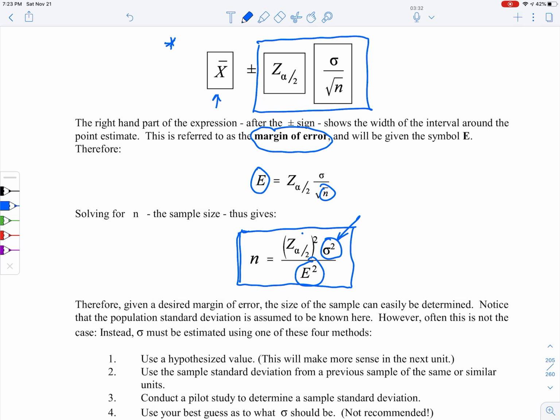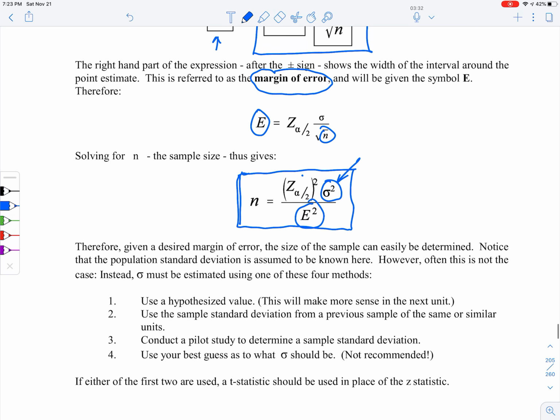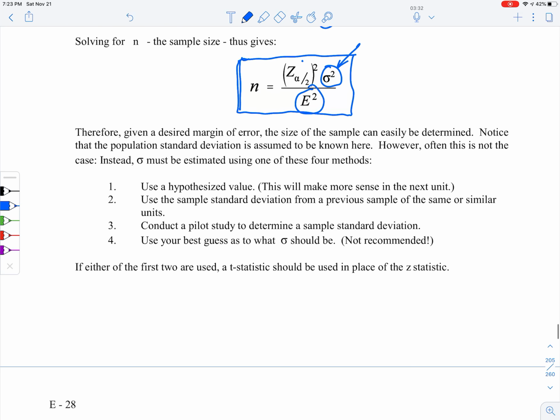But what about the sigma squared? The problem with the sigma squared is that that is a population standard deviation, right? Sigma squared is population variance. And the whole point of taking a sample is that we typically don't have access to the whole population, so maybe we don't know that. So what do you do in that case? Well, there's 4 things that you can do in terms of putting in a value for that sigma squared. One is to use a hypothesized value.